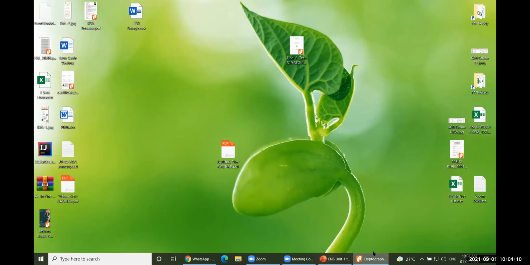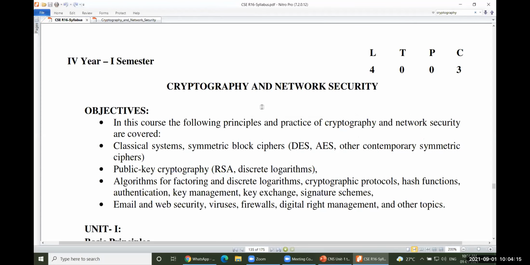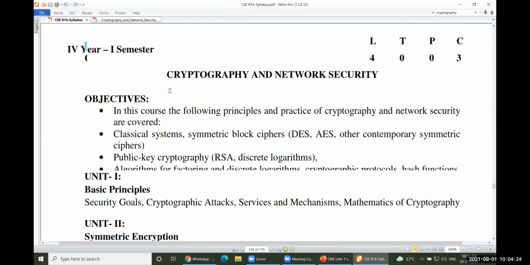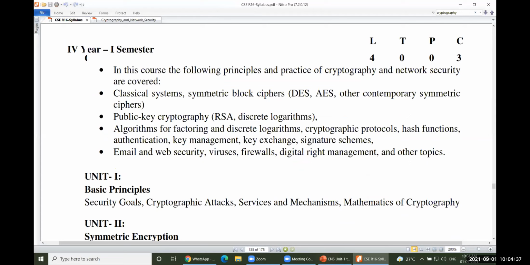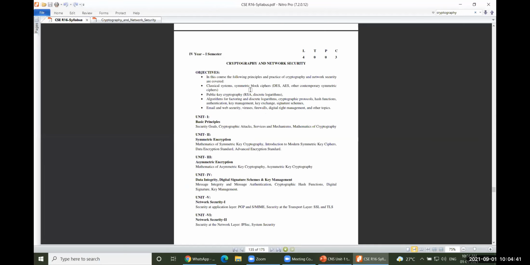Let me introduce the syllabus first to you. It is a fourth year, first semester subject, and this subject takes 4 lecture hours per week and 3 credits. And the subject name is cryptography and network security. That is the subject actually.